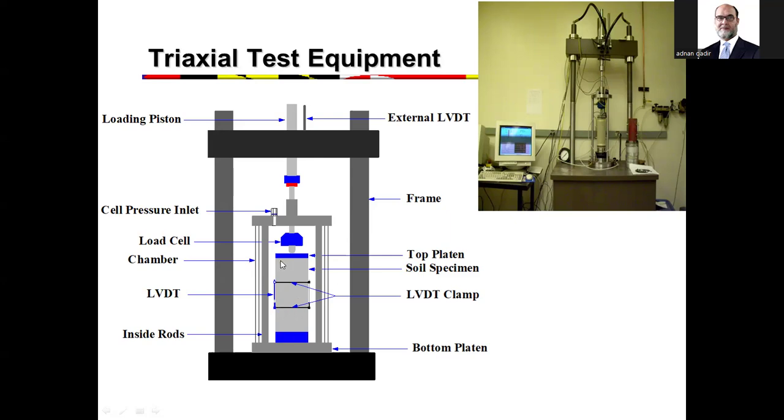This gray one is the sample, and this blue one is some plate in which the sample is placed. And between this sample, this gap, there is water, right? So there is a top platen, bottom platen, there is an LVDT clamp, there is a soil sample, there is a side rod, and there is a chamber. So this is how the machine looks, and this is what the triaxial test equipment is as well.